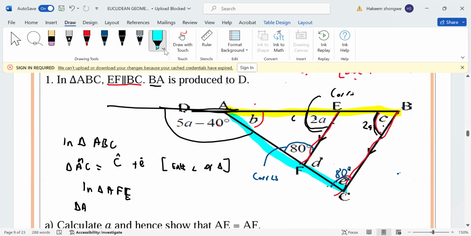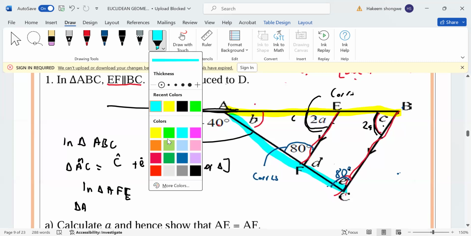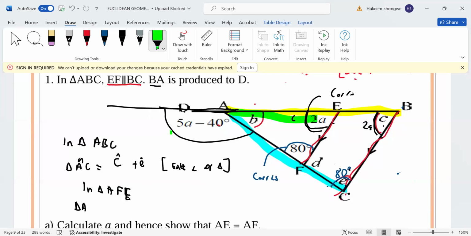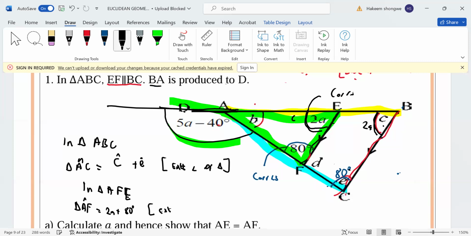Now we can highlight the triangle with a different color for those who don't see. Let's make it green. I'm talking about this triangle here. You see this one? This triangle now, it also has its own exterior angle. So this is the exterior angle that we're talking about. So what is that going to be equal to? DAF is going to be equal to what here? It's going to be equal to 2A plus 8. What is the reason behind that? Exterior angle of a triangle.